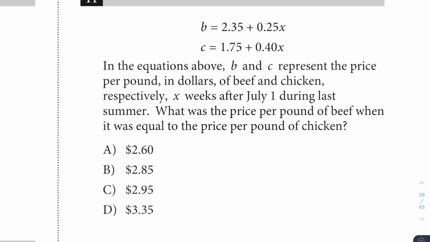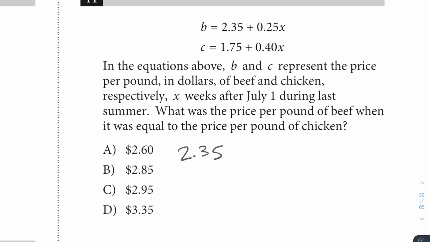Okay, for number 11, it says in the equations above, B and C represent the price per pound in dollars of beef and chicken X weeks after July 1st during last summer. What was the price per pound of beef when it was equal to the price per pound of chicken? So for this equation, we're just going to have to set the equations equal to each other.